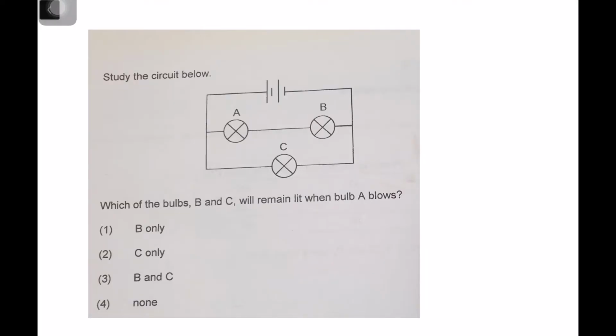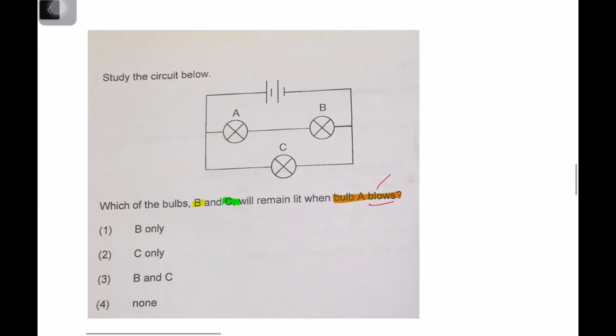Study the circuit below. Which of the bulbs B and C will remain lit up when bulb A blows? Okay, when bulb A blows, what do they mean by blows? Blows means the bulb gets fused. And how does this happen?